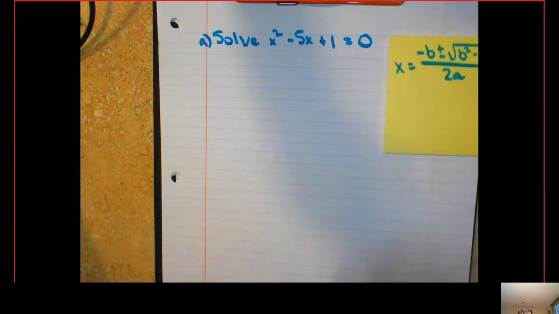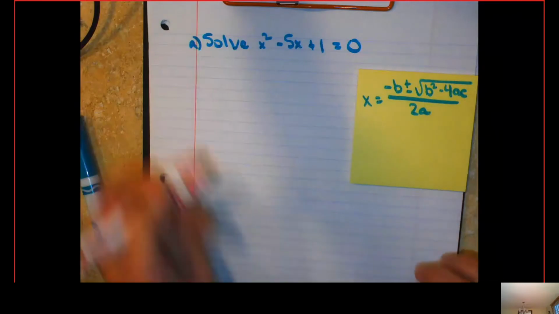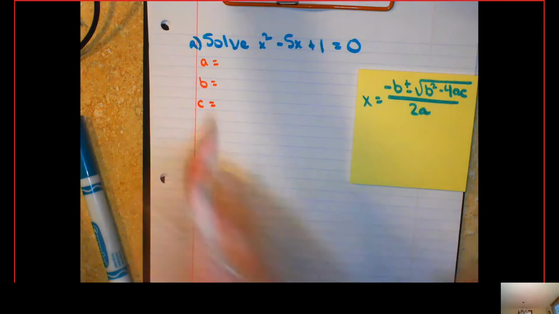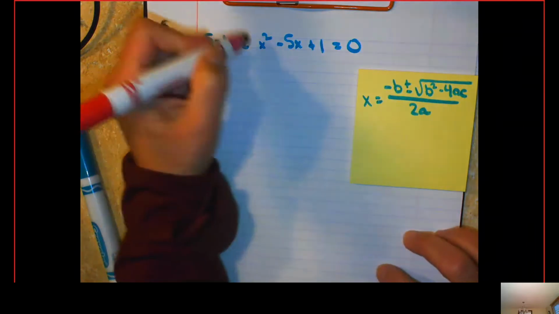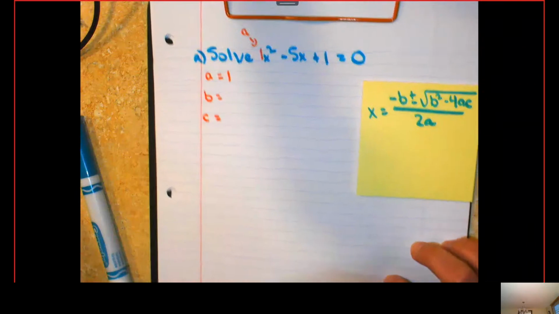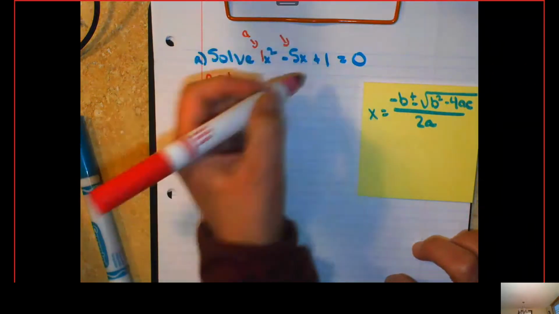So the first thing we would do is get it equal to 0. It is. So now I'm going to write my values of A, B, and C, so that way I know exactly what I'm using. So my A value is the number in front of the x squared. That would be 1. So that's my 1. I pointed to it if you want to as well. My B is the number attached to the x.